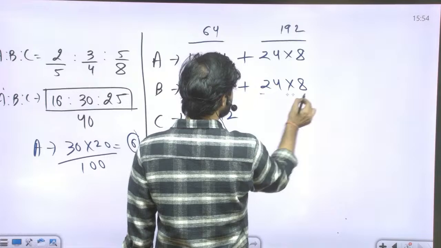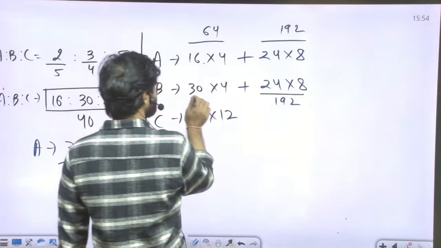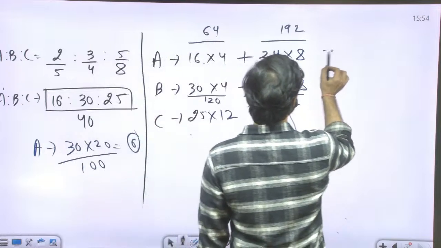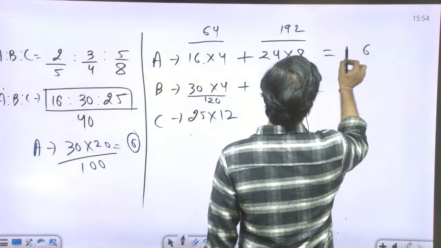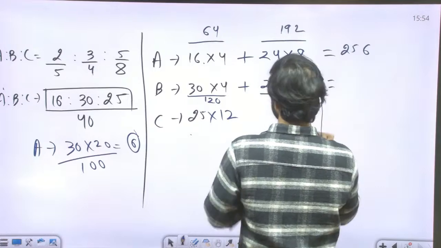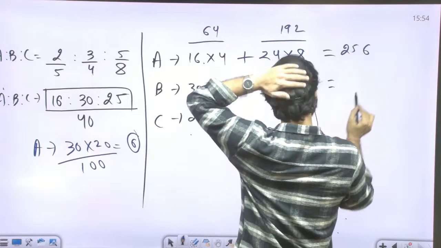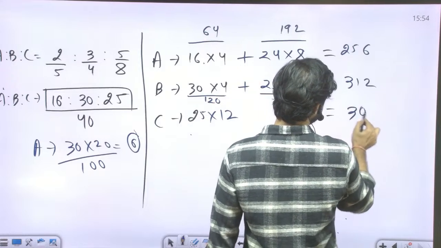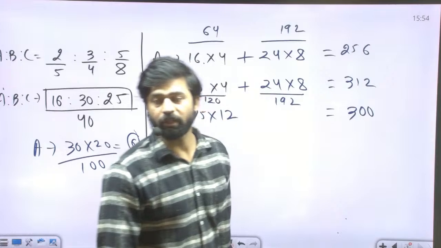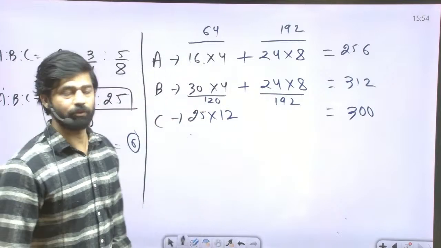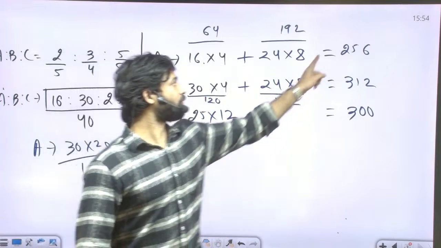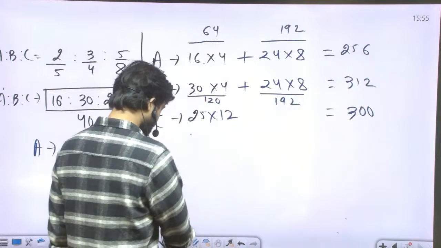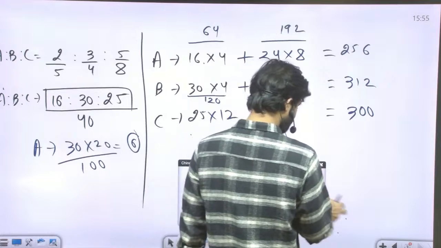This is also 192. And 30 into 4, that is 120. Add the numbers. 2, that's 6, and 2, 5, 6. This is 192 and this is 312. And 25 into 12, 300. All the numbers are divisible by 4. Because this is 5, 6, 56, 12 and 00. Okay, so all the numbers are divisible by 4.